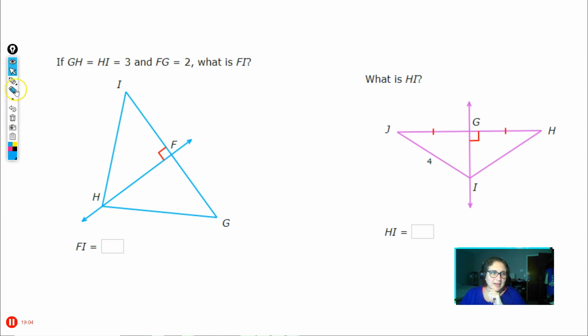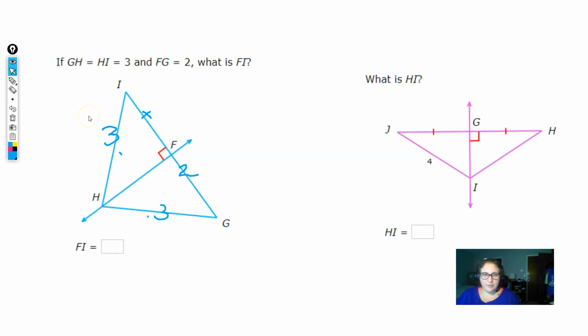Okay, I have two more. GH equals HI equals 3. FG equals 2. What is FI? Yep, we got a bunch of 2's going on. Perfect. That is 2. And we needed to know that these were 3 just because that allows us to prove and use the perpendicular bisector theorem. So that's why we needed to know these were the same for that purpose.